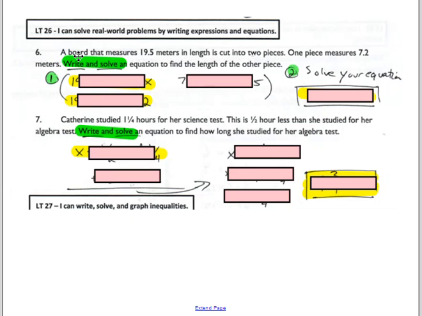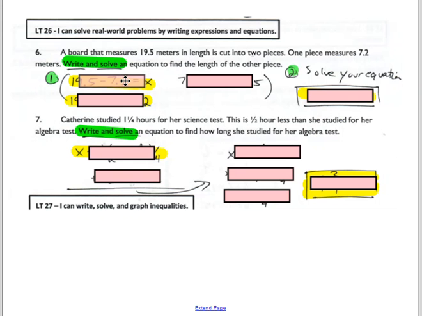So in this first one, a board that measures almost 20 meters in length is cut into 2 pieces. One of those pieces measures about 7 meters. We want to write and solve an equation that finds the length of the other piece. So the assumption here is that one of these pieces will be shorter and another will be longer, but combined, they add up to that almost 20 meters right there.